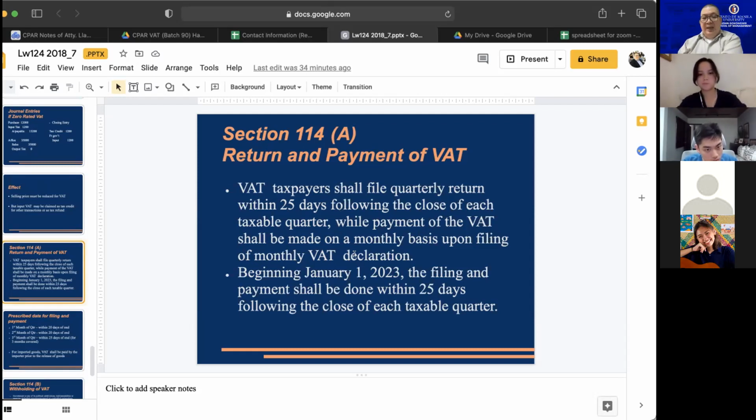Okay? But by 2023, the VAT will be done quarterly. Quarterly. Meaning, you have more time to accumulate. You will pay less. Because if you pay monthly, this month you have no purchase, but next month you have to pay, it's too late for your replenishment of inventory. Right? So now, it's done monthly. That's why the date is very crucial. It's the 25th of each month.